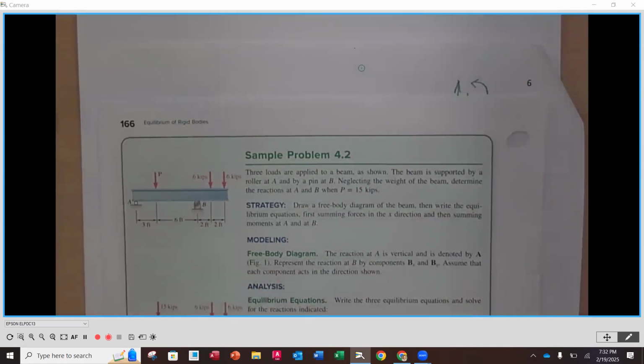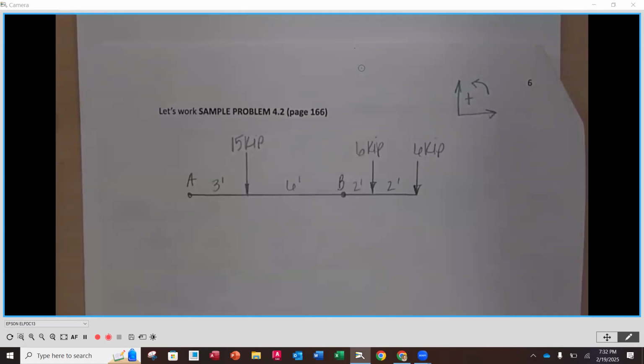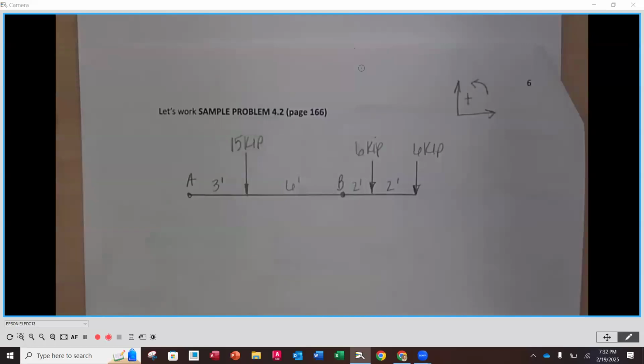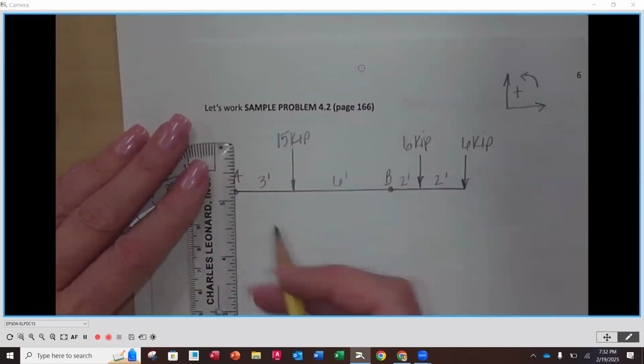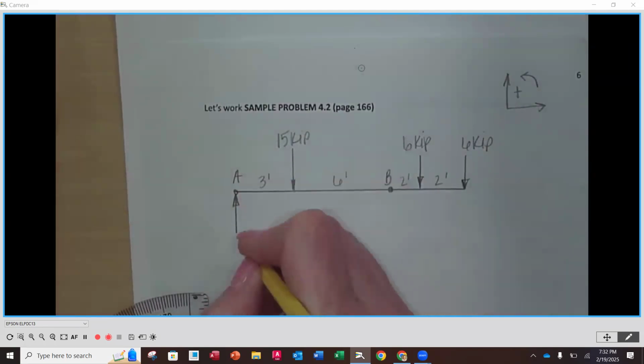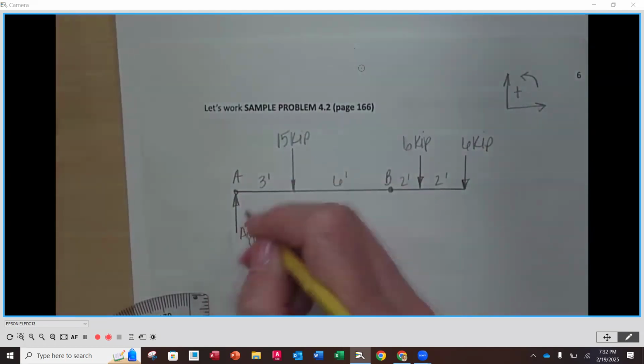Now we want to put our reactions at our supports. Roller at A. How many reactions there? 1. 1 reaction perpendicular to the surface it's riding on. So we have to look back. The surface it's riding on is horizontal. So at A, this is going to be vertical. So this is AY, okay?